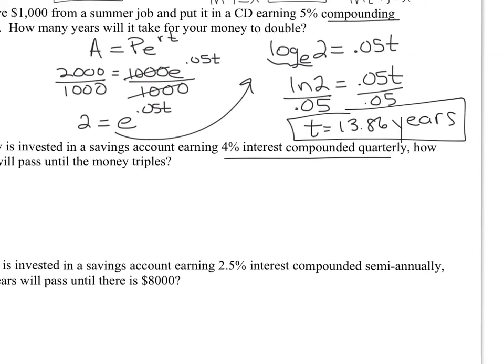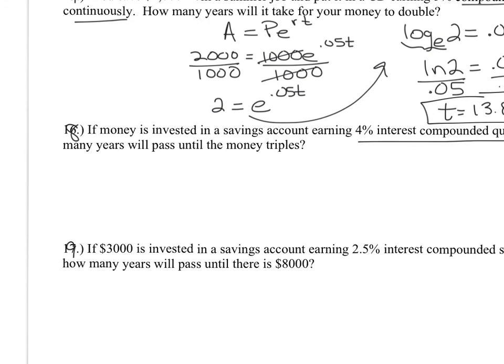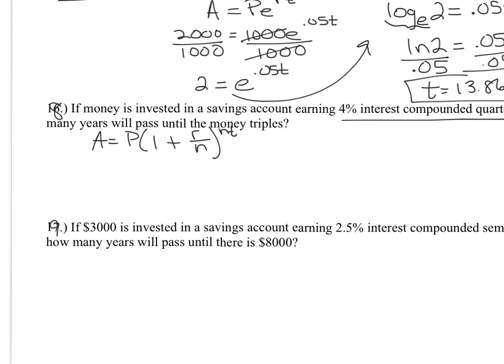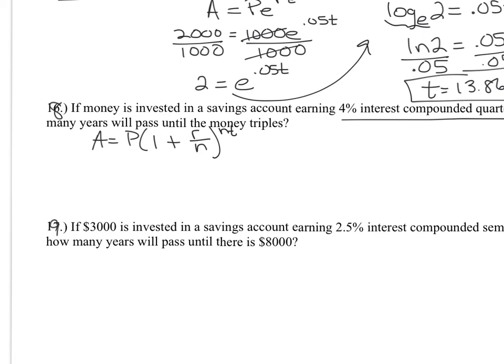So let's see what we have here. I'm going to use the formula. Let me move it over. A equals P times (1 plus R divided by N) to the N times T. So we're starting with, well, it doesn't tell us how much money to start. It just says if money. So it doesn't really matter how much it is. You can say your principal is $10.